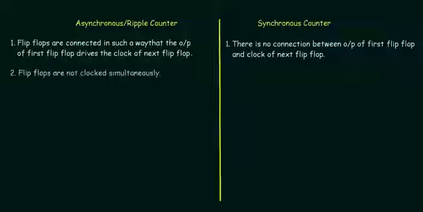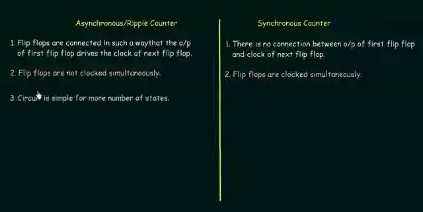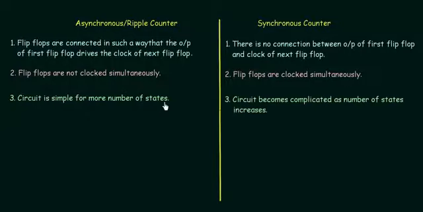Let's move to the second point. It says flip-flops are not clocked simultaneously. It is again the same thing that I have explained. In the synchronous counter, the flip-flops receive the clock simultaneously. Now the third point: circuit is simple for more number of states. I cannot fully explain this right now, because once you design the asynchronous and the synchronous counter, you will come to know that the circuit is simple for more number of states in the asynchronous counter, while the synchronous counter circuit becomes complicated as the number of states increases.